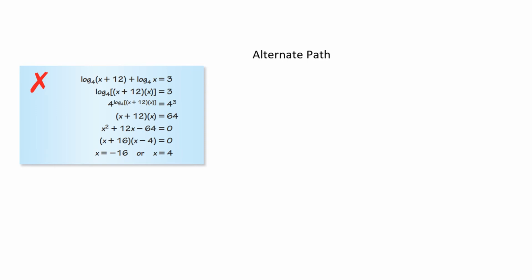Now 4 cubed is 64. We can distribute, we can bring everything to one side, we can factor, and everything looks good. So x equals -16 and x equals 4. It seems like that's okay.